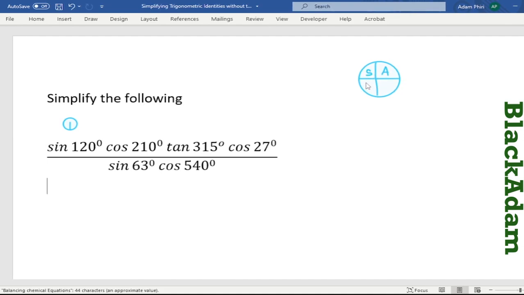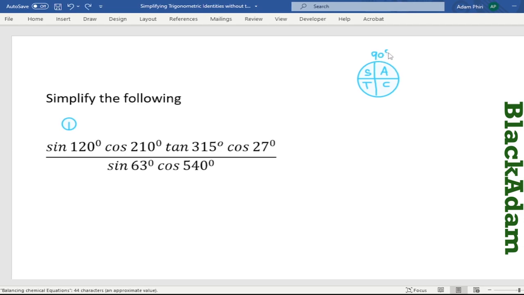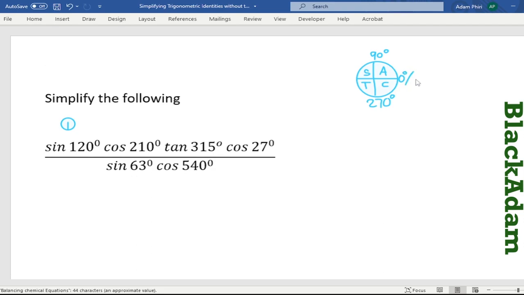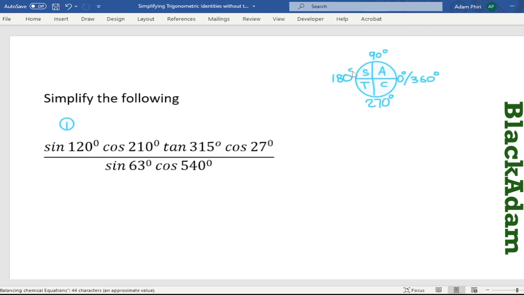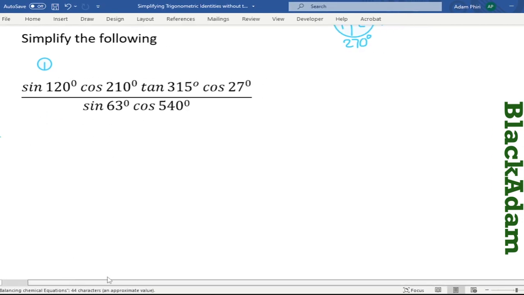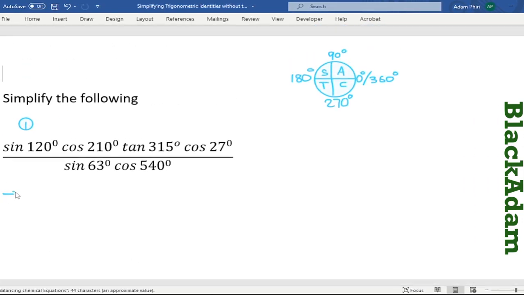We draw the CAST table. That's ASTC, all students take coffee, 90 degrees there, 270 degrees on that other side. You have 0 degrees and 360 degrees on the right, and on the left side you have 180 degrees. So we will rewrite the equation.